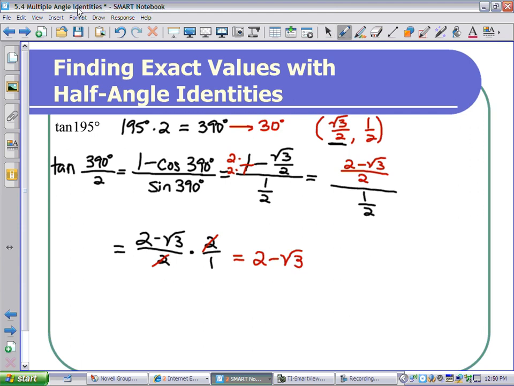Now, I talked about before being able to check your answer. If you type in degree mode tangent of 195 degrees, and then type in 2 minus the square root of 3, you'll see that you should get the same answer for both.